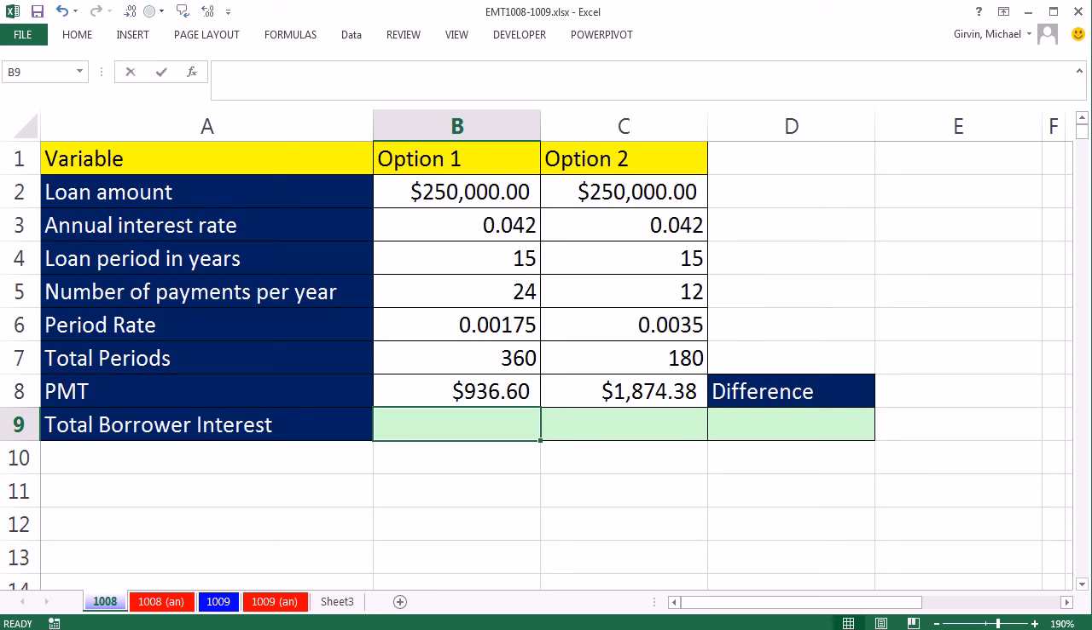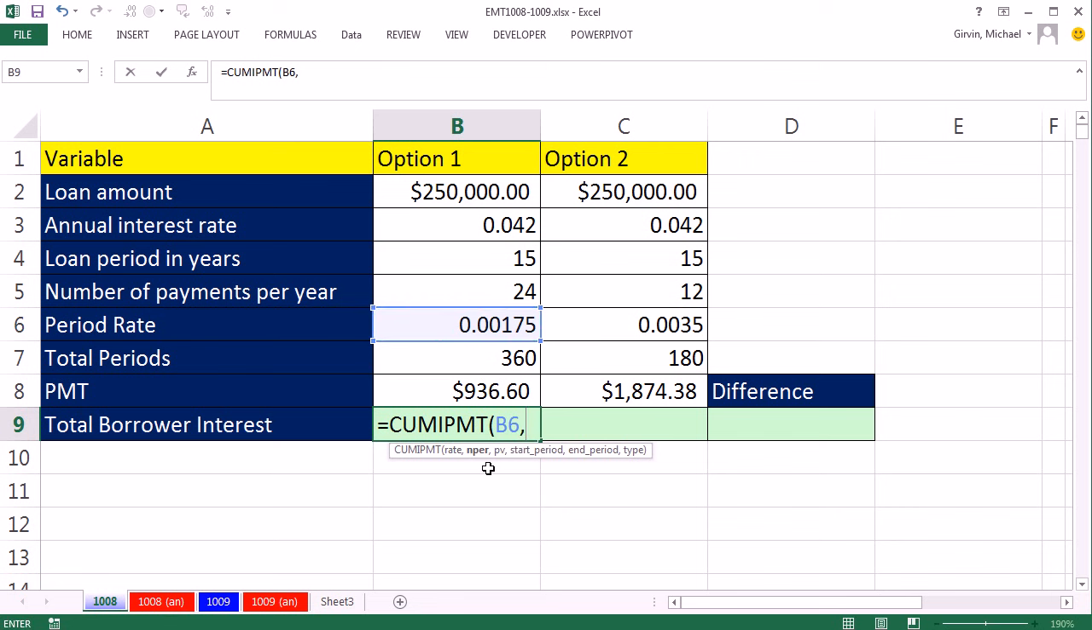But if you just want to cut to the chase, we can use CUMIPMT, cumulative interest on the payment. We want our rate. It's got to be our period rate. If they're the same two loans, and the only difference is semi-monthly or monthly, then it'll be exactly half the rate of here, comma, NPER means total number of periods. Here we have 24 times 15 years.